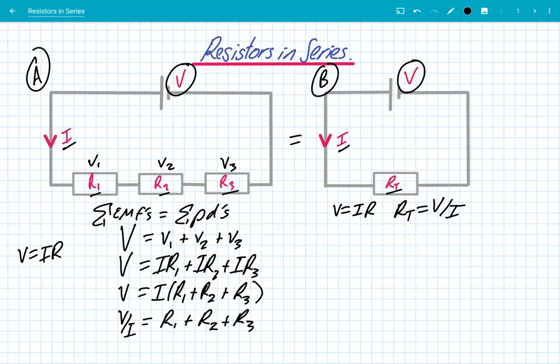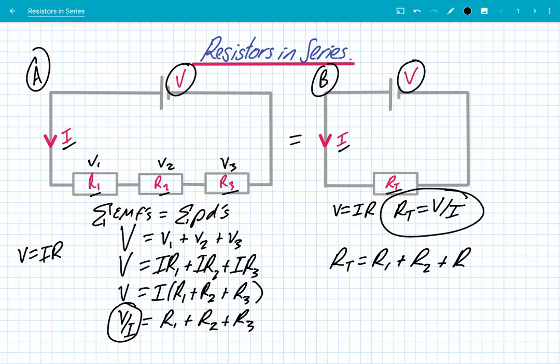And if we look at both of these equations that we've got, the first one, V over I is equal to RT, and we've got V over I here. So we can make these two equal to each other. So we can say that RT is simply equal to R1 plus R2 plus R3.